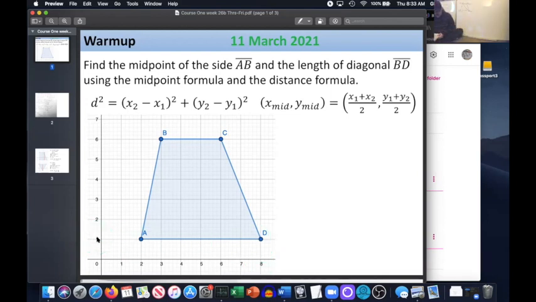So the first thing you would want to do is to draw a little diagram of the shape and put the coordinates next to the four corners, the 4 points labeled A, B, C, D. And we want to find the side midpoint AB, and we want to find the diagonal that would connect B to D. By using the distance formula, we'll find the length of the diagonal.